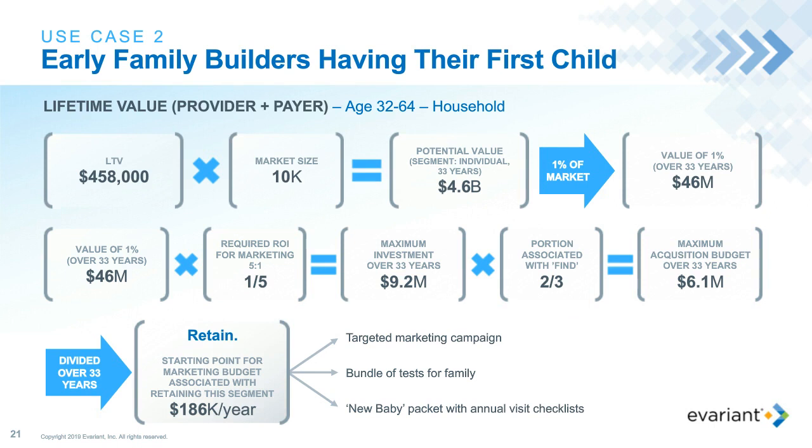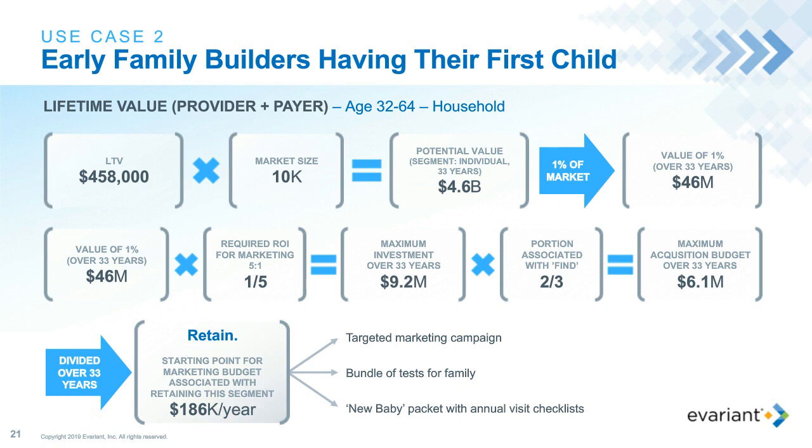Again, as Suzanne explained, we have a lifetime value in this scenario of $458,000, and looking at a market size of 10,000, we're looking at a potential value looking out 33 years to when this market segment would transition into a new market segment, which would be aging into Medicare, a completely different scenario. In this case, looking at 33 years, the actuarial tables are based on individuals. So looking at this situation on an individual basis, it's $4.6 billion in potential value. Again, you could decide that your target is 1%, 5%, but in this case, we're looking at a 1% target for growth in this segment out 33 years. Based on that calculation, we would get a $46 million return if we move just 1%.